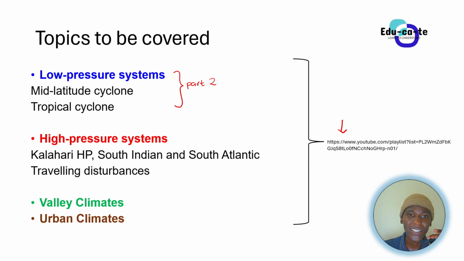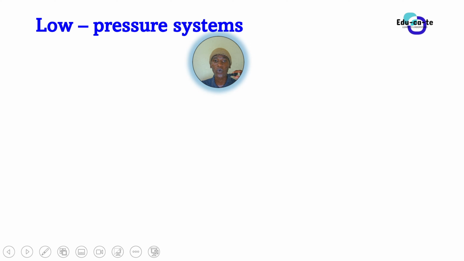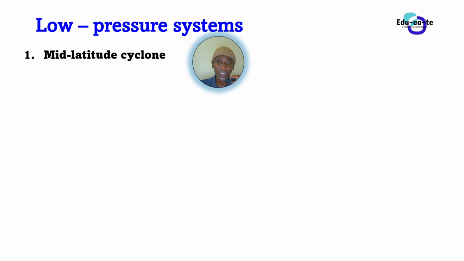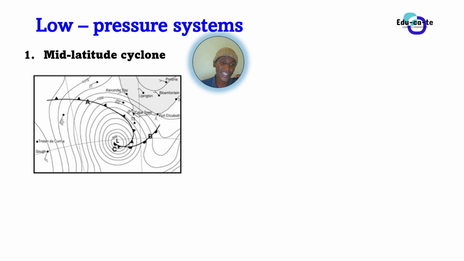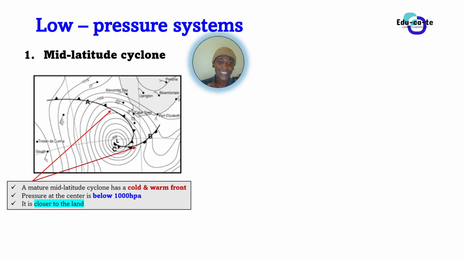Now let us look first at the low pressure systems. We're going to start with the mid-latitude cyclone. A mid-latitude cyclone is examined using a synoptic weather map or maybe a cross-sectional view. Starting with the synoptic weather map, how do we see that this is a proper mature mid-latitude cyclone? You're going to see this pointing red and this pointing. This tells us that this is a mature mid-latitude cyclone.